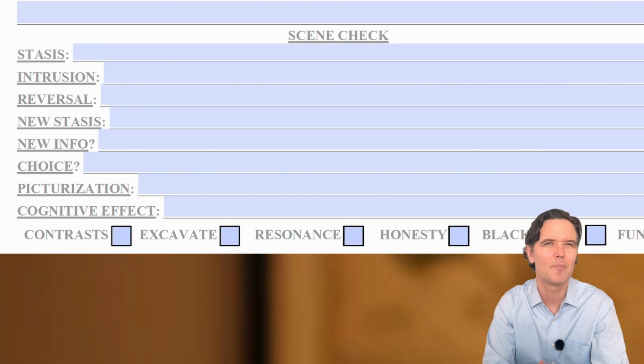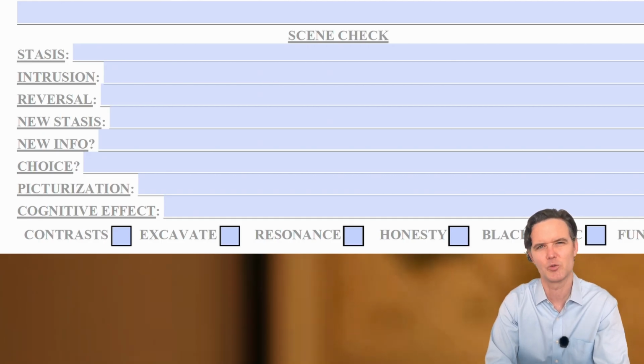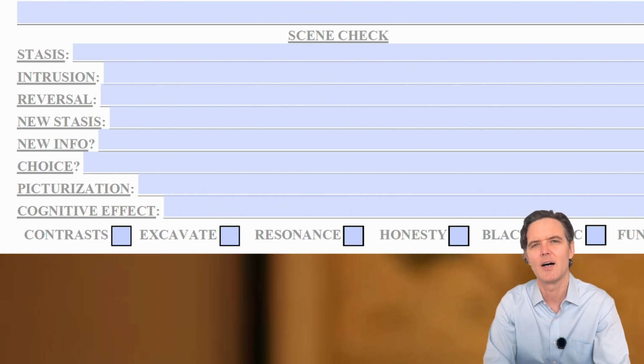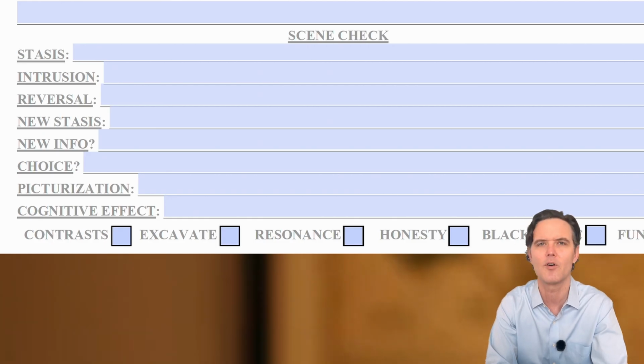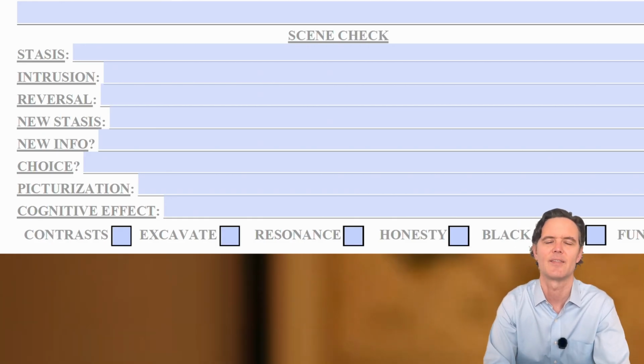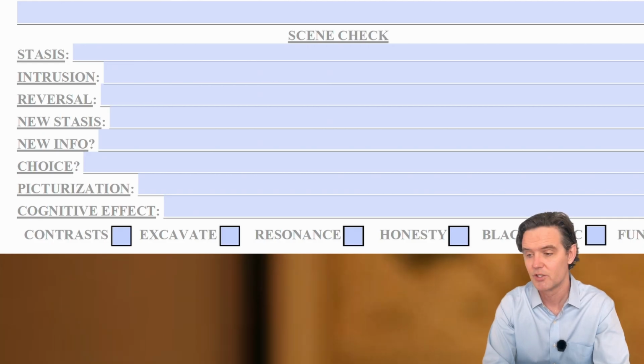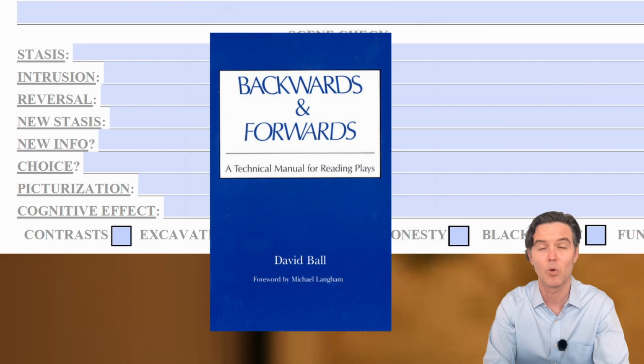Now, I don't put this beforehand because we already have a structural component on the first page, but I just like to do another scene check that uses another paradigm to make sure that the scene is functioning properly, that it's moving the plot forward, that something happens, that there's a change, all the stuff we talked about in the first video. So this actually comes from David Ball's book, Backwards and Forwards.